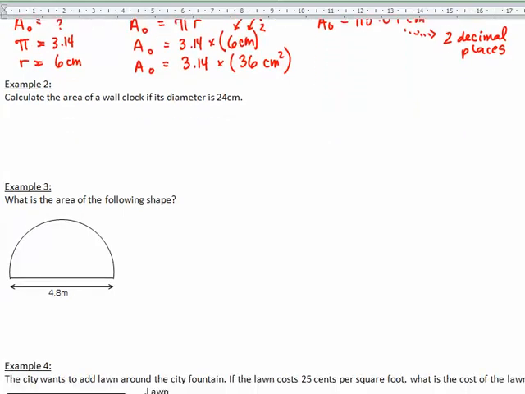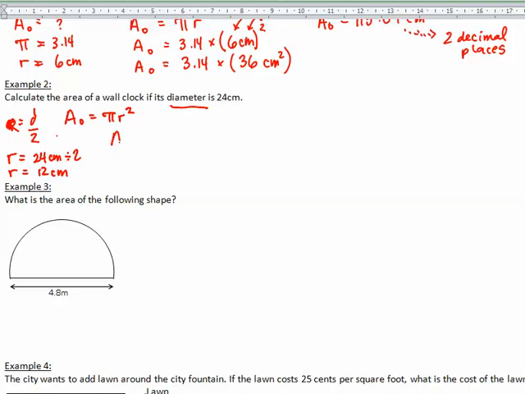Calculate the area of a wall clock if its diameter is 24 centimeters. Notice it says the word diameter, and if we remember, the formula for the area of a circle is pi times radius squared. So we need to first find the radius from the diameter. Radius is equal to diameter divided by 2. That's an R. Radius is equal to 24 centimeters divided by 2. My radius is 12 centimeters. So ideally, always find the radius first, because from there, I can then find the area.